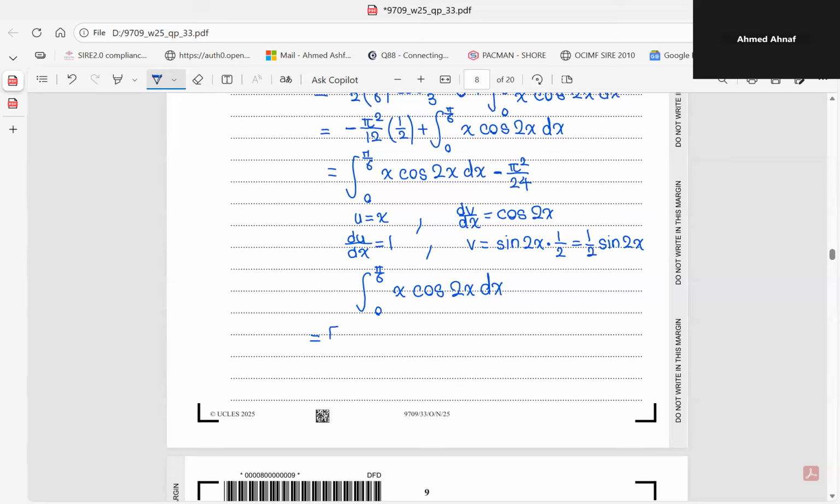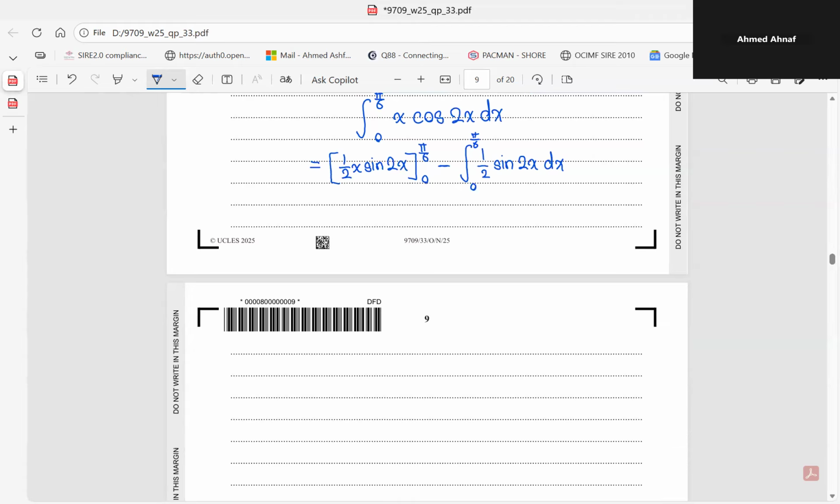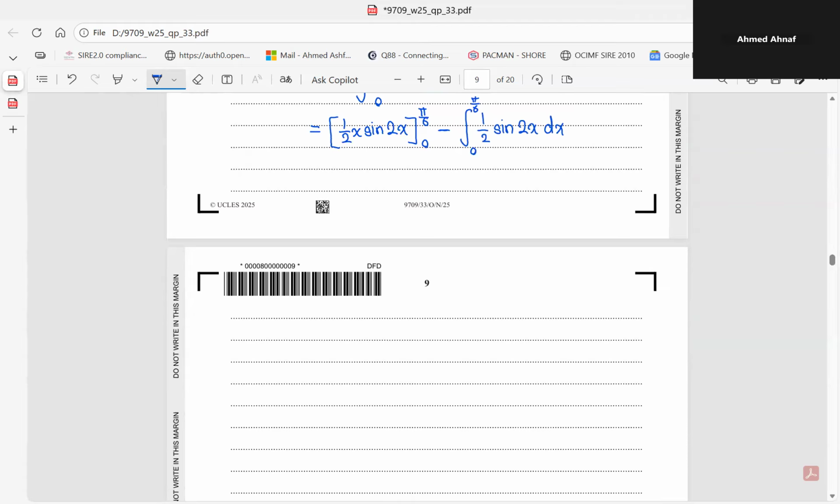We have u times v, which is x times half sine 2x. So you just get half x sine 2x with respect to the upper and lower limits, minus v times du dx. V times du dx is just half sine 2x times 1, which is just half sine 2x dx. And the limits are pi over 6 and 0.